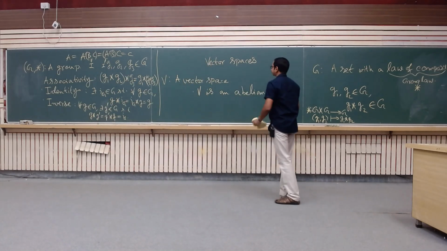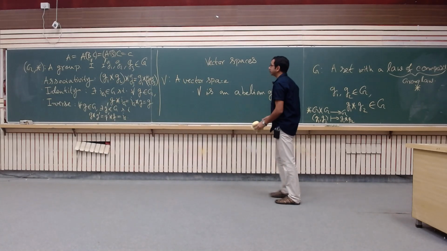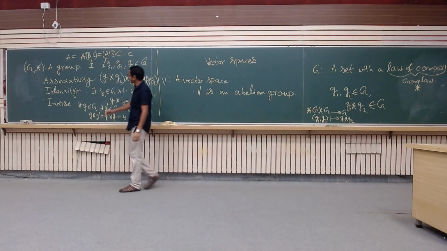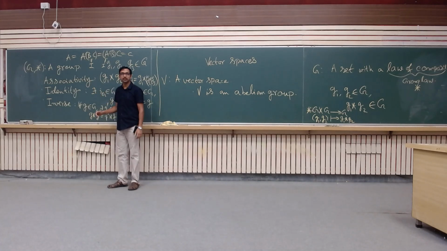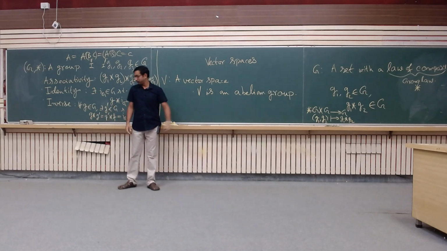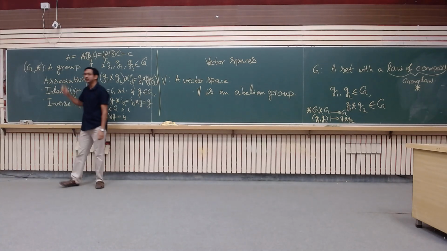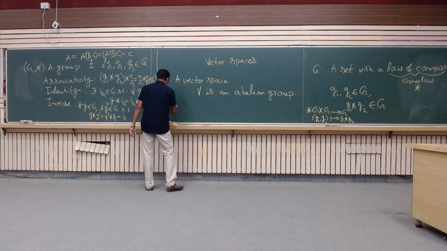All right. Now we have defined what a group is. So a group is just a set with a law of composition such that these two properties are satisfied. Okay? Now what's an abelian group? It's just a special kind of group where this operation is very simple.